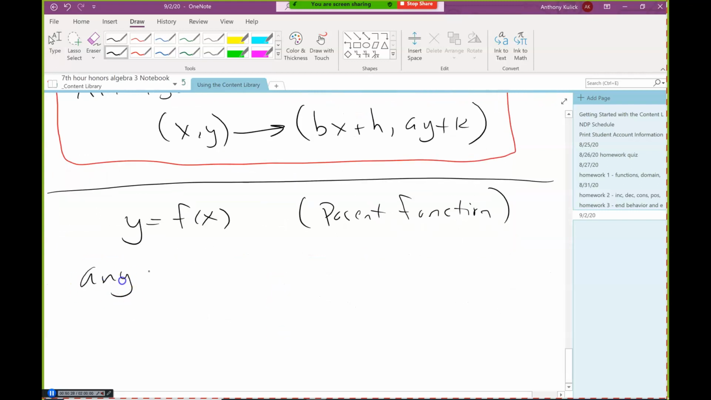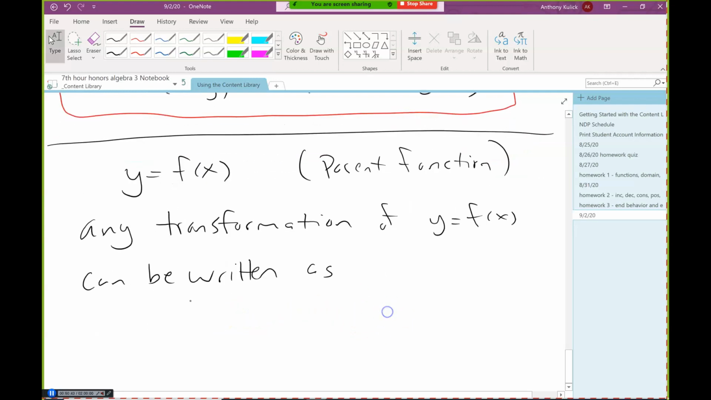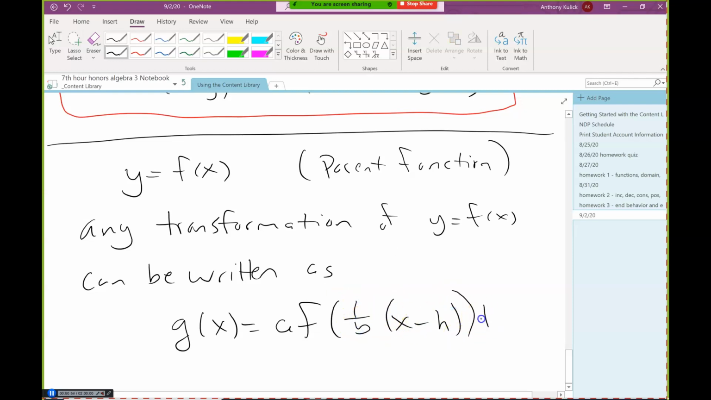So any transformation of y equals f of x can be written as g of x equals a times f of 1 over b x minus h plus k.